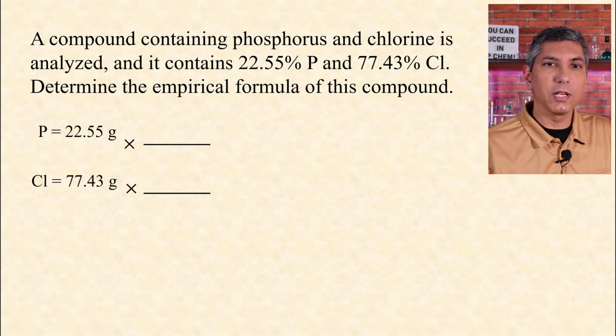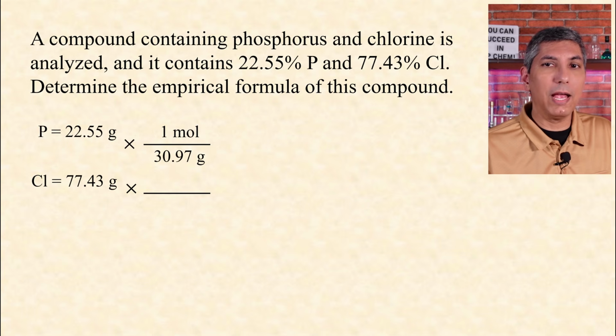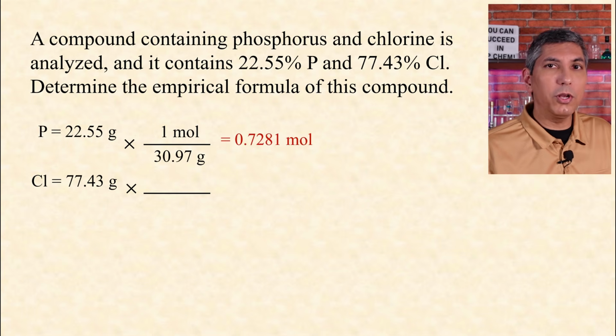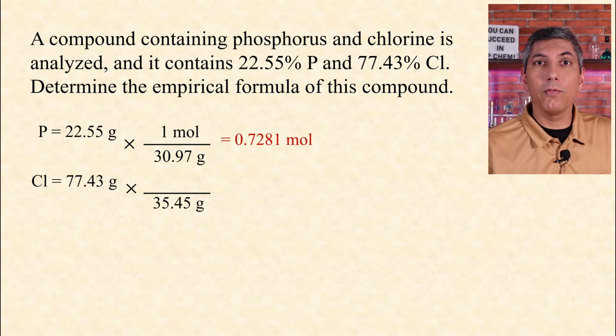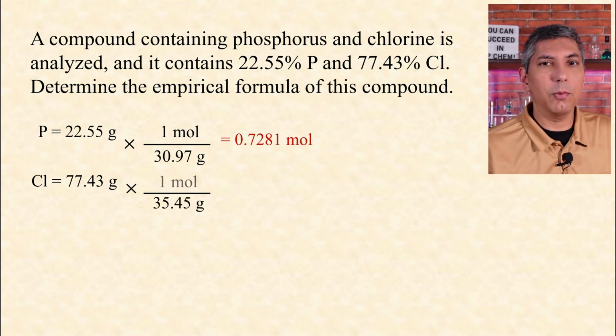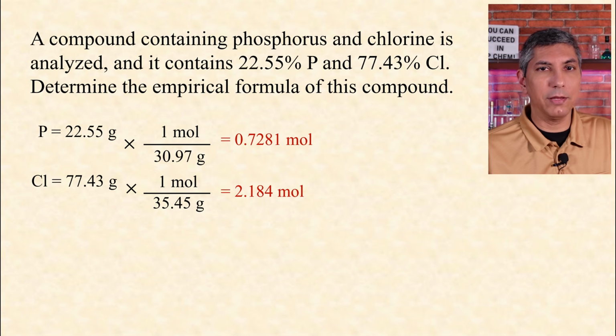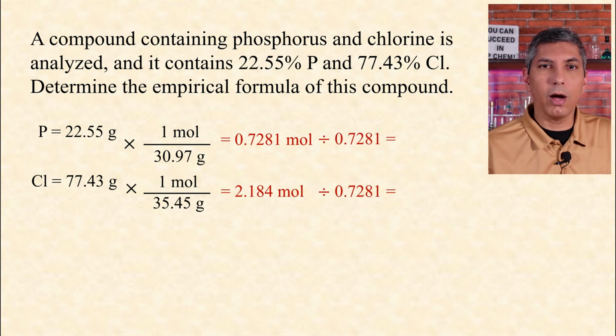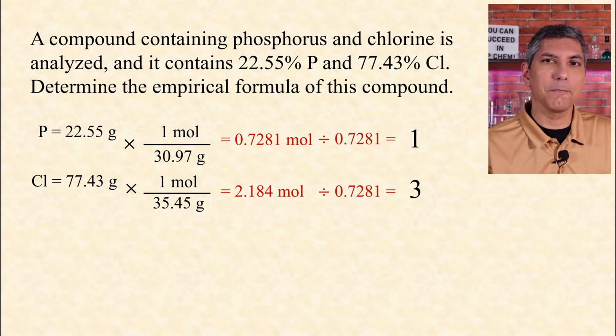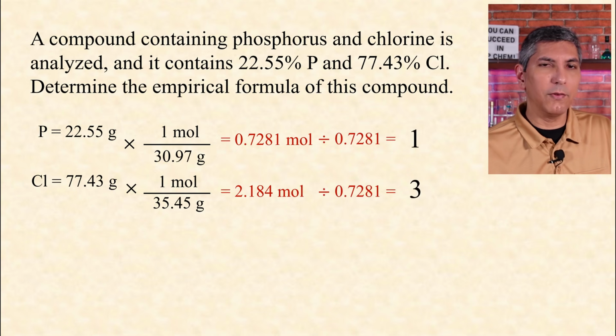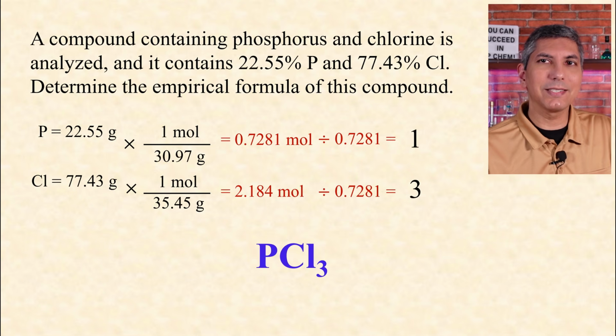So for phosphorus, we divide by its atomic mass, 30.97, and find that we have 0.7281 moles of phosphorus. We do the same thing for chlorine and divide by its atomic mass and find that we have 2.184 moles. Then we divide by the smallest of those mole values and we find that the smallest whole number ratio of these elements is 1 to 3. So the empirical formula of this compound is PCl3.